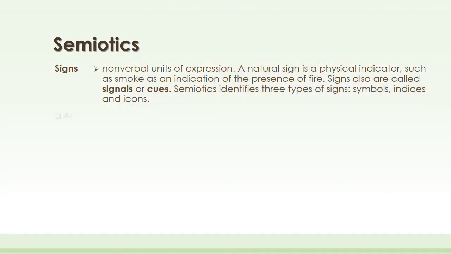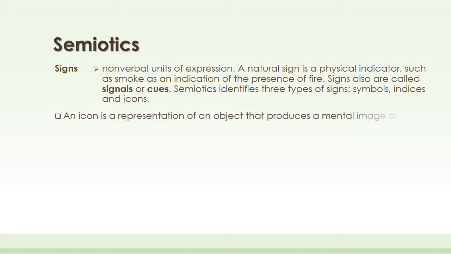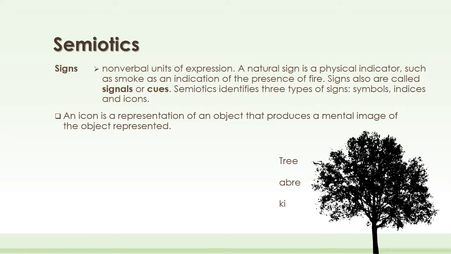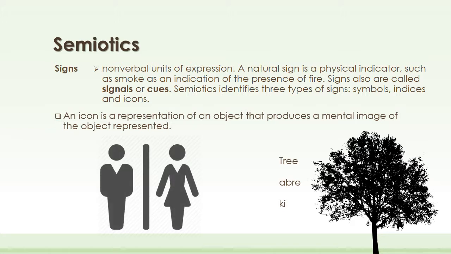An icon is a representation of an object that produces a mental image of the object represented. For example, the words tree, arbre, and key evoke a mental image only if you understand English, French, and Japanese respectively. But the picture of a tree conjures up a tree in the brain regardless of language ability. For this reason, icons often are used by computers and by the transportation and travel industry, where customers with many different language backgrounds can nevertheless understand restroom icons.